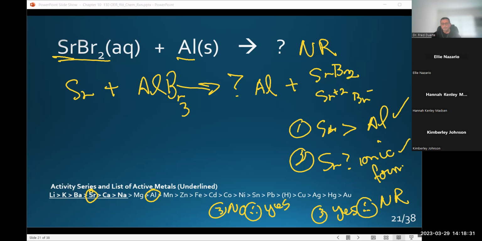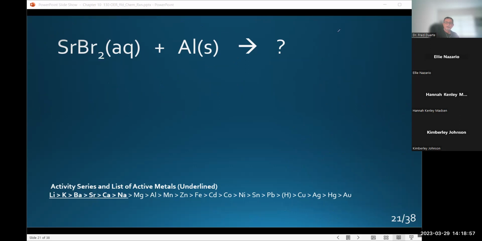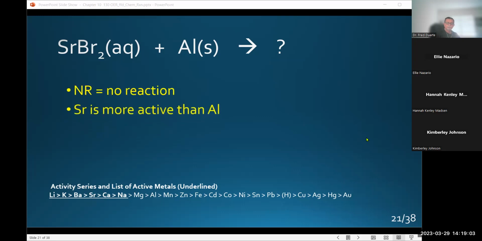for the reaction. So no reaction in this scenario because strontium, which is the most reactive metal, is already in ionic form. Positive reaction in this form because the most reactive metal is not in ionic form. Okay, see how that works? Let me clean up my mess here. So no reaction. So when you get a no reaction, that means that the opposite reaction would proceed.